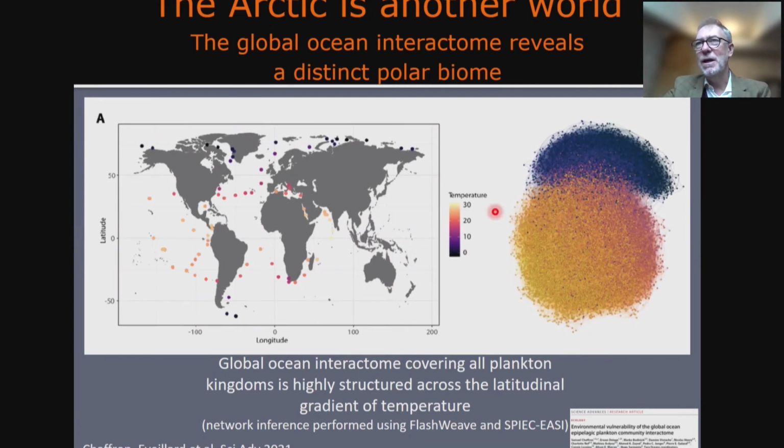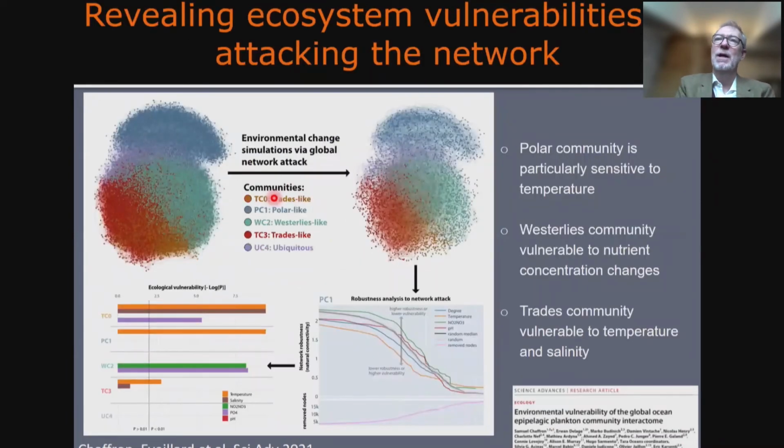The community in Arctic is this community here, which is really associated with low temperatures. So what you can see here is that there is really a different community of organisms present in Arctic ecosystems than there is in these more temperate systems, low latitudes. So it's really a different kind of ecosystem that is present.